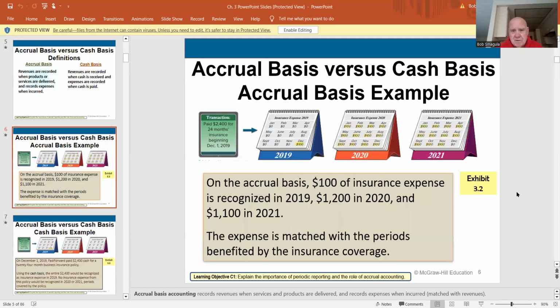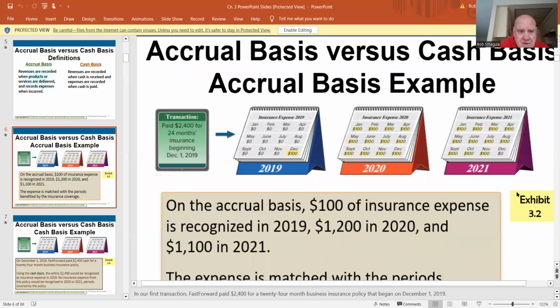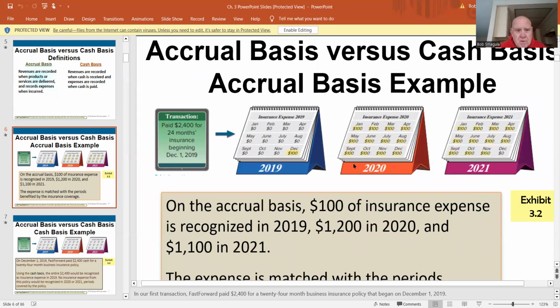So let's take a look at a few things here. Accrual basis. I don't like the slide too much. I don't know if you can read this. Paid $2,400 for a 24-month insurance policy. On an accrual basis, 2,400 divided by 24 months, $100 of that insurance expense is recognized in each month. In other words, $100 a month, okay?